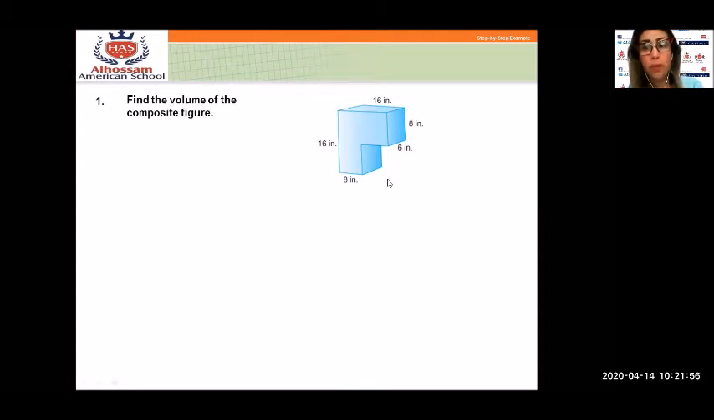The first step, as we used to do, is to split the figures, separate them into two figures, find the volume of each figure, and then add them together. This is what we used to do with the area of composite figures: separate the shapes, find the area of each one individually, and then add them together at the end. The same we are going to do here. We have two figures, but they are prisms. We are going to split them into two figures and then find each volume separately.